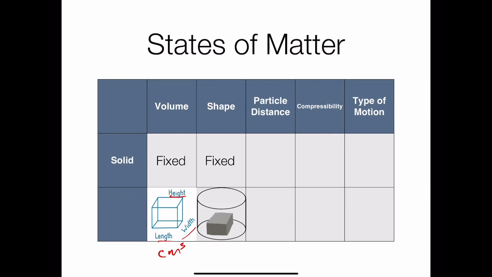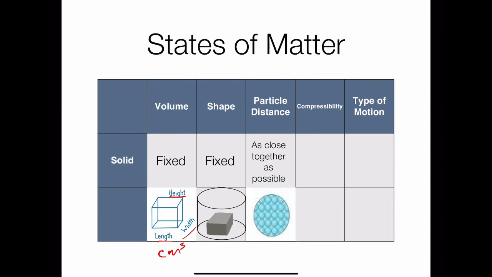If we're looking at this at a molecular level, we're talking about particle distance. So we know that in a solid, the particles are as close together as possible. They're essentially fixed in position. They do still have a little bit of motion, but they're not moving enough to form another shape. That's also why we say the shape is fixed.